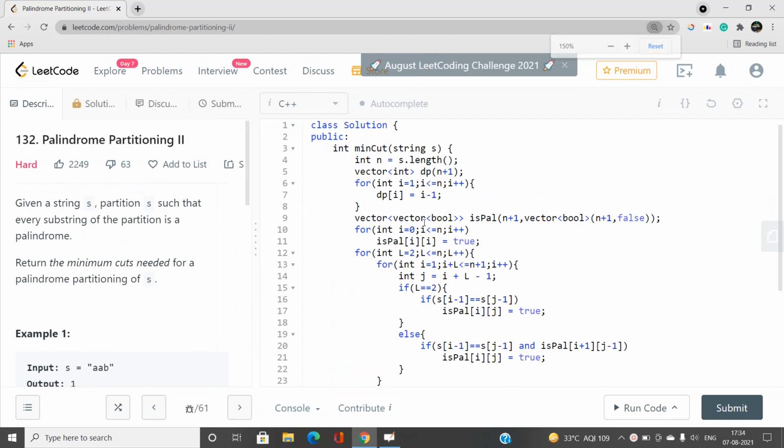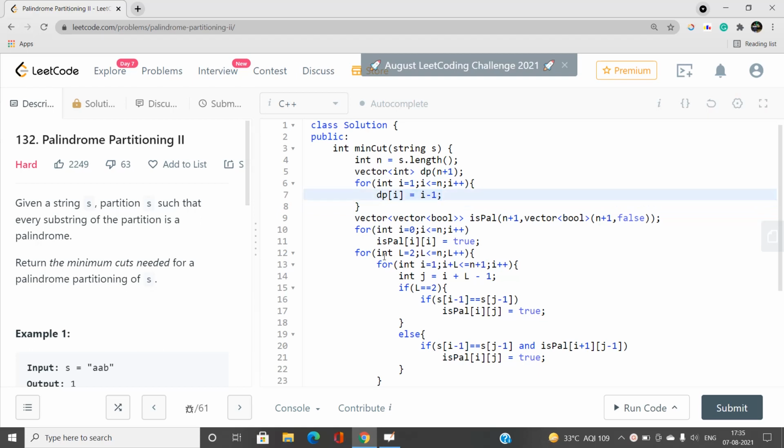You can see that n is the string's length, and here is a DP I am going to maintain up to size n plus 1, and initially I am going to fill it up with the worst case values. As I have already said, if all the characters are distinct, then the minimum number of cuts required to partition this string is length minus 1. So I have filled with dp of i equal to i minus 1.